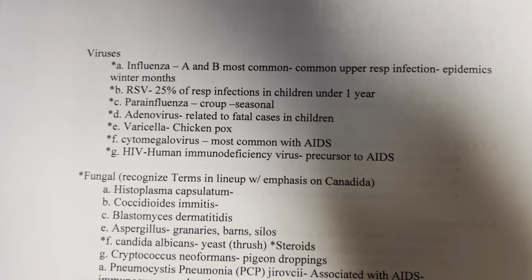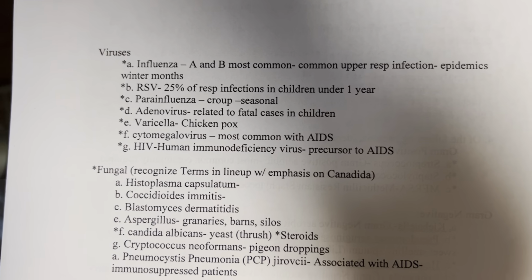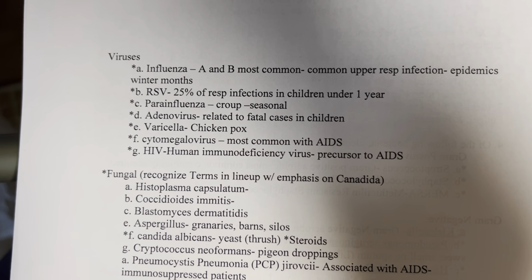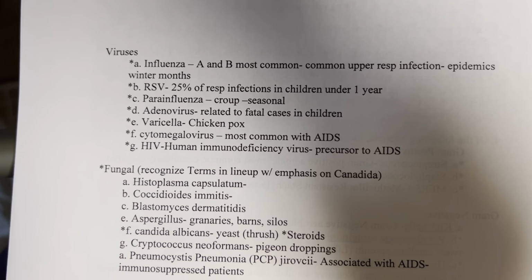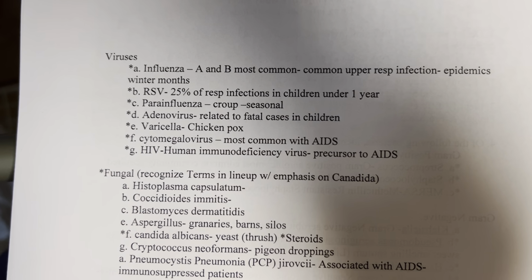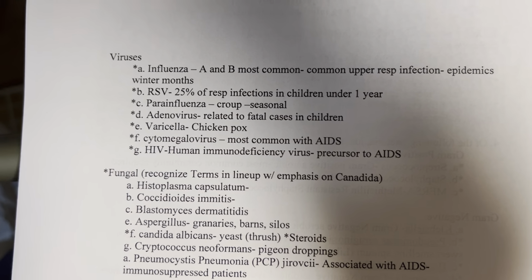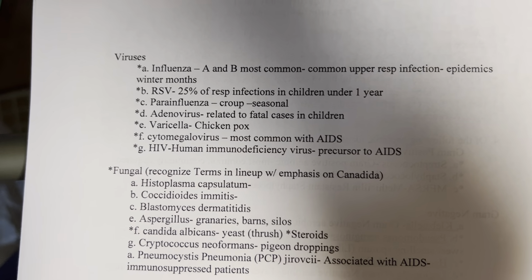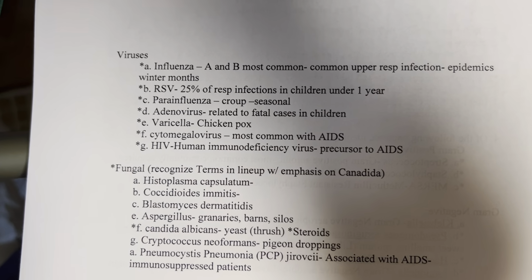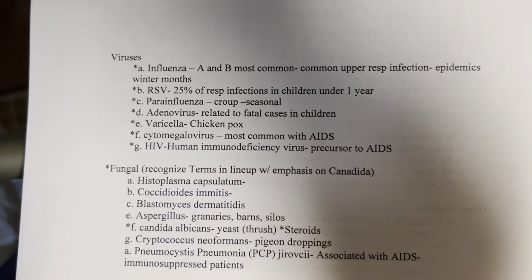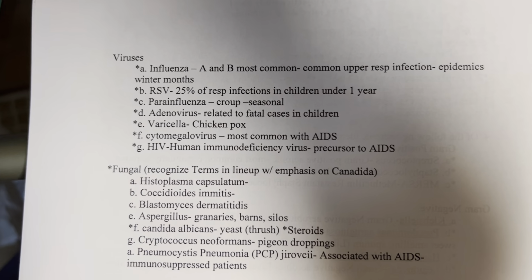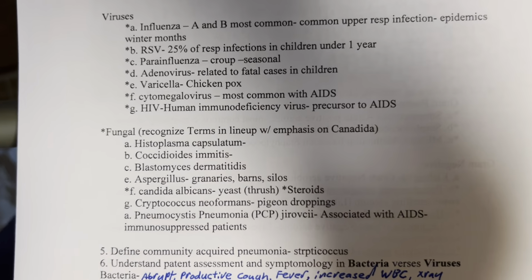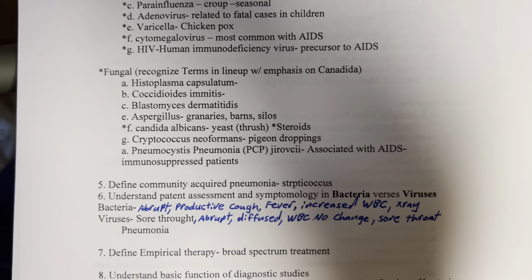Parainfluenza, croup. Adenovirus related to fatal cases in children. Varicella, chickenpox. Cytomegalovirus, common with AIDS. HIV, human immunodeficiency virus, is a precursor to AIDS.